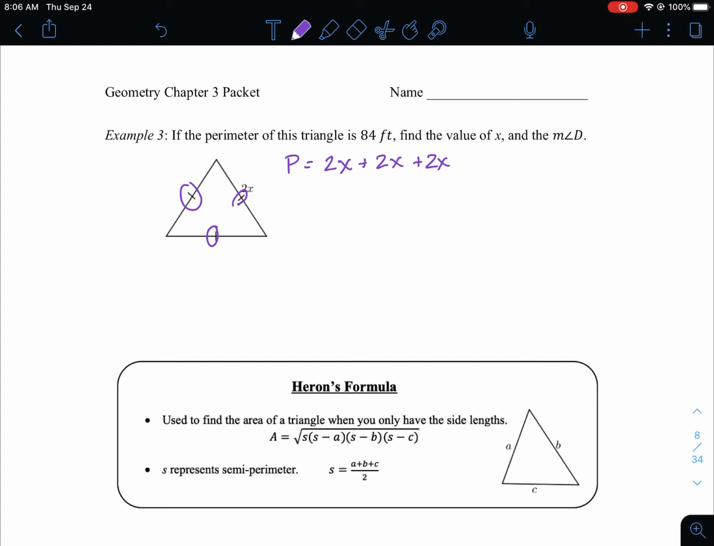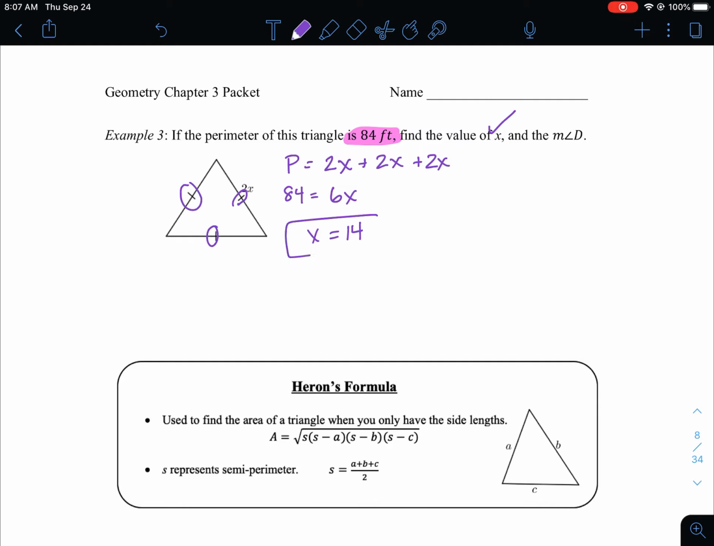Now, I don't have P or x, so let's reread the problem. Hopefully they told me one or the other. It says if the perimeter is 84 feet, so 84 goes in for P. I add up all my x's, so 84 is equal to 6x. Divide both sides by 6, and we get that x is equal to 14. That is one of our answers.